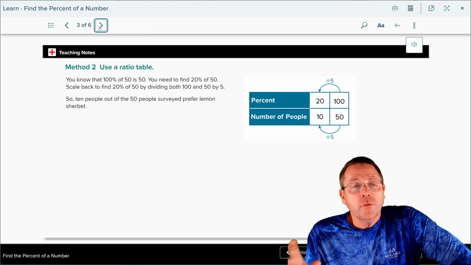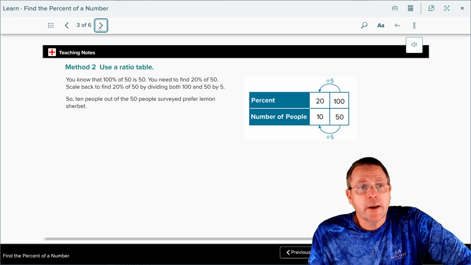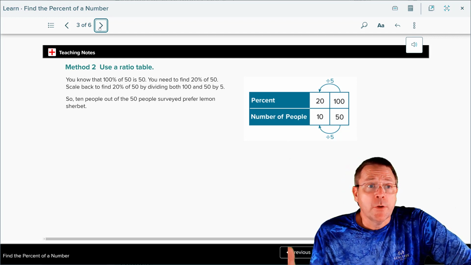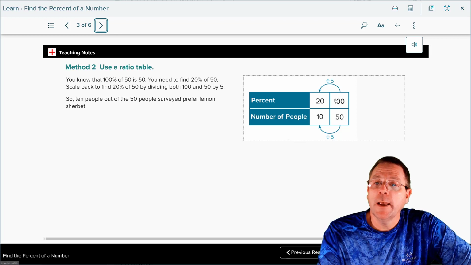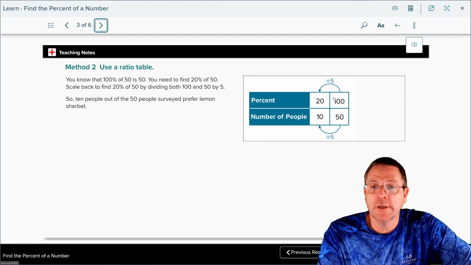There are some other good ways to do this, and quite frankly, I'm not a huge fan of the bar diagram, as I've said before. The ratio table I do like better. So let's take a look at that. For the ratio table, we had to move from 100% to 20%. So what we did, we knew that 100% of the people was equal to 50 people, so they start off with that. They don't know this information yet.